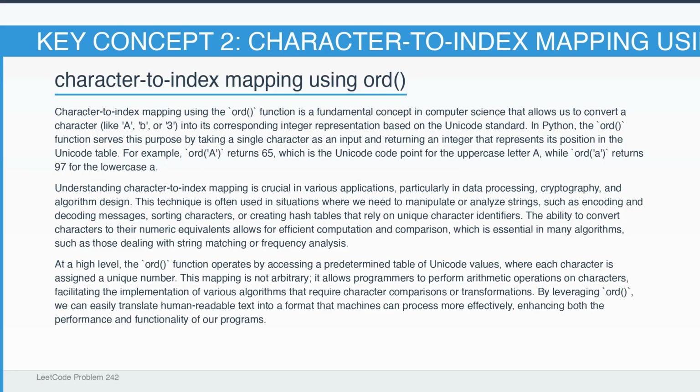By converting characters to numbers, we can perform computations and comparisons more efficiently. At its core, the ord function accesses a predefined table of Unicode values, allowing programmers to carry out arithmetic operations on characters. This capability is vital for implementing algorithms that involve string matching or frequency analysis, making our programs faster and more effective in handling text.